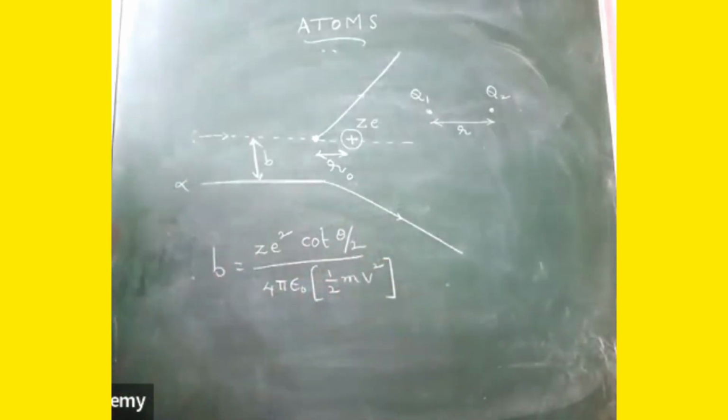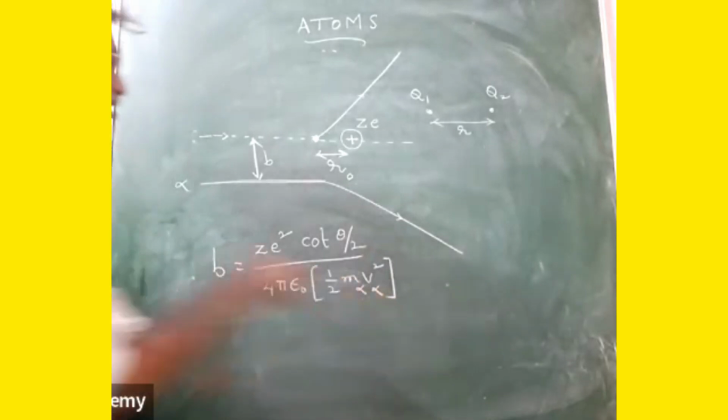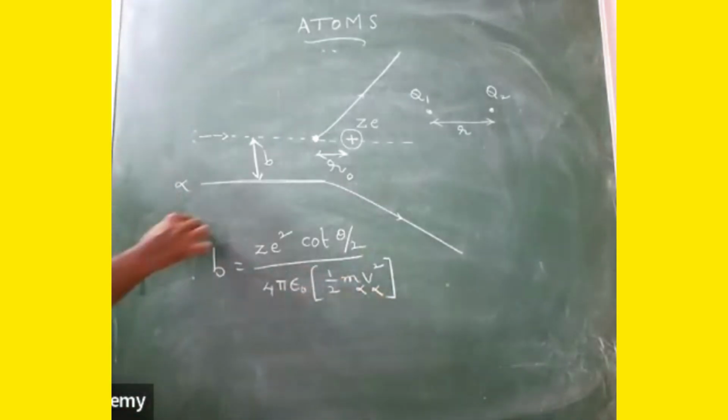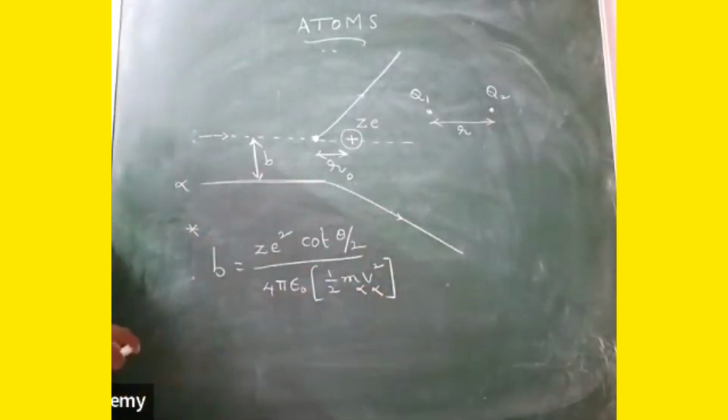Half mv square. Here m is the mass of the alpha particle and v is the velocity of the alpha particle. This is the formula of impact parameter. This impact parameter depends on the scattering angle. What is the meaning of scattering angle?